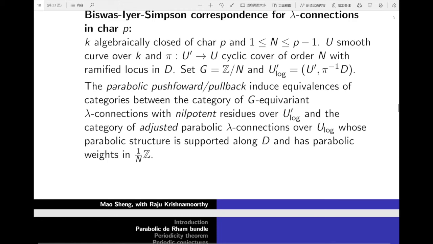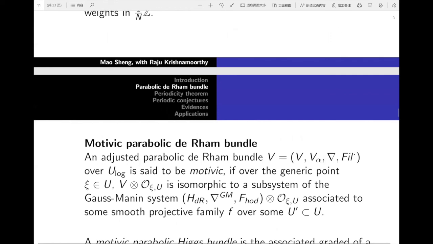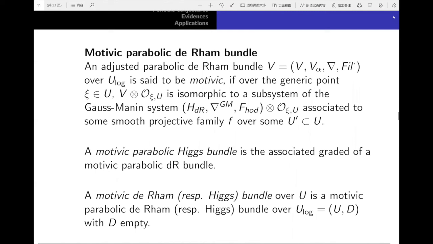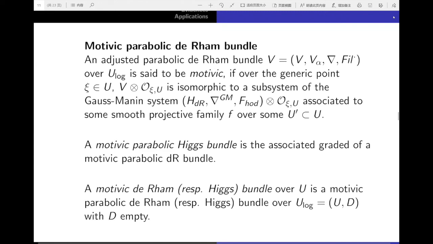Okay, after this preparation, now I introduce one of the key notions in the talk. This is motivic. This motivic parabolic bundle is just modeled after the Gauss-Manin system. So I call an adjusted parabolic de Rham bundle over U log motivic if over the generic point it is isomorphic to a subsystem of a Gauss-Manin system attached to some smooth projective family. So this is a motivic parabolic de Rham bundle.